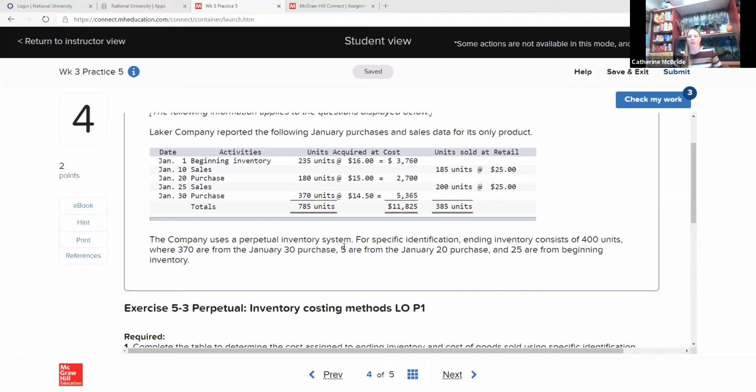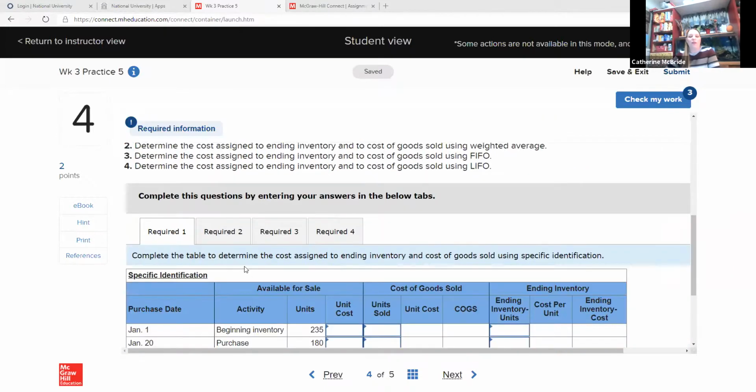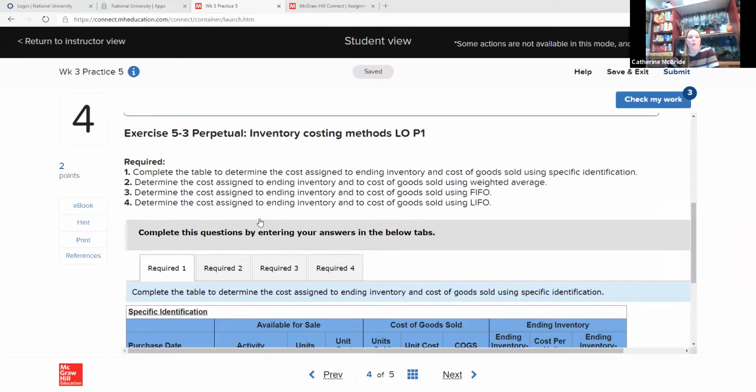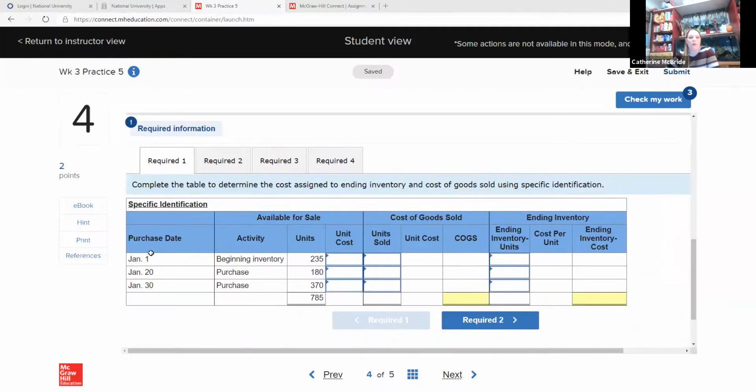The problems on the test are very much like what I did on the Excel spreadsheet that's in one of the short videos. But you have to know how to do this too. So this one is specific identification. So we're going to go up here. So let's look at the table.